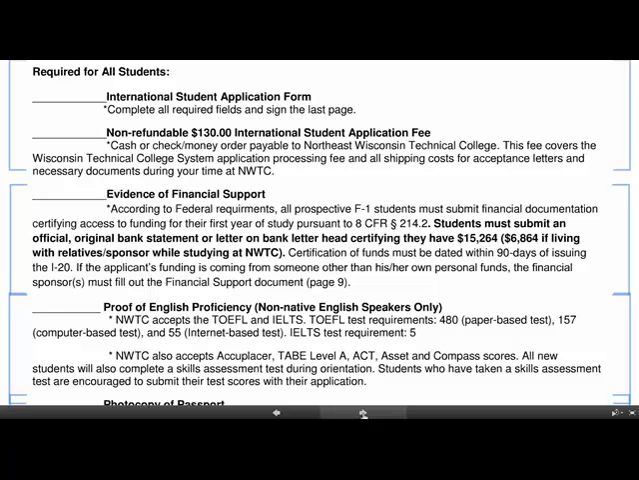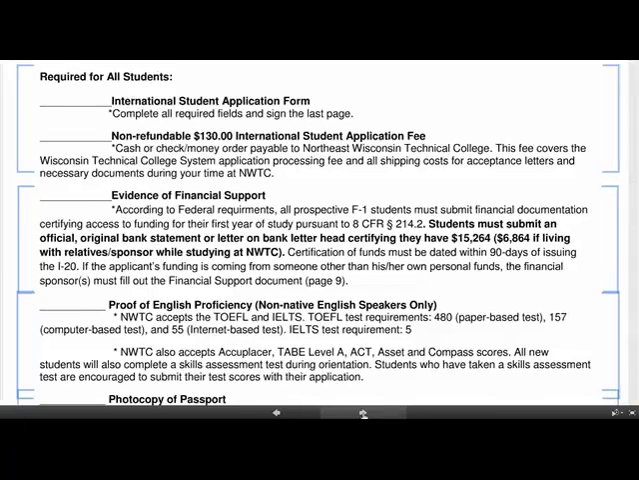The next step is evidence of financial support, and this is a requirement by the U.S. Citizenship and Immigration Services Department as well as the Department of Homeland Security. Students are required to show that they have sufficient personal funds to cover the cost of tuition and fees as well as the cost of living for their entire first year of study. There is more information on page 4 of the application.